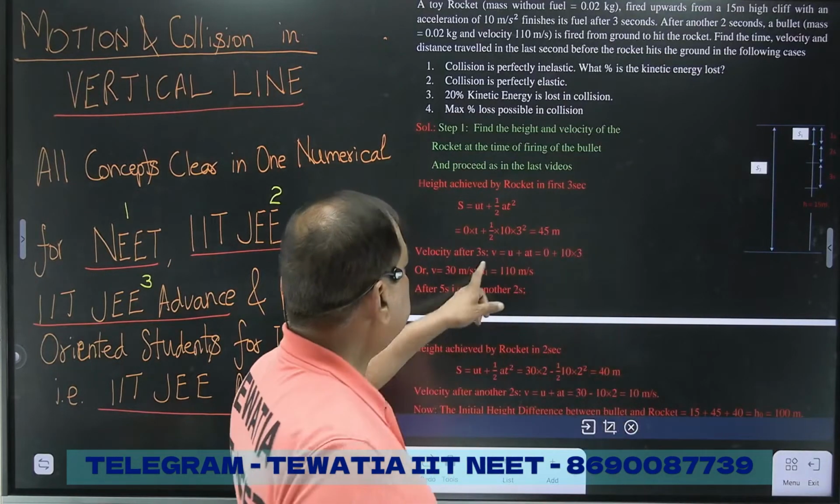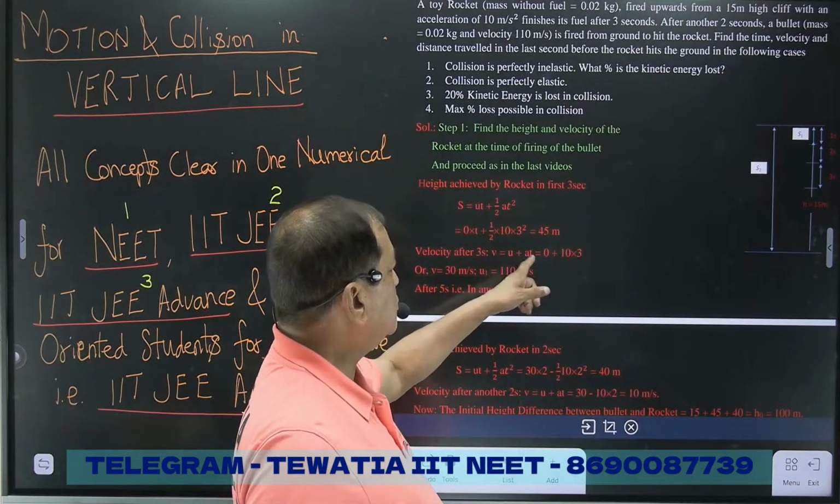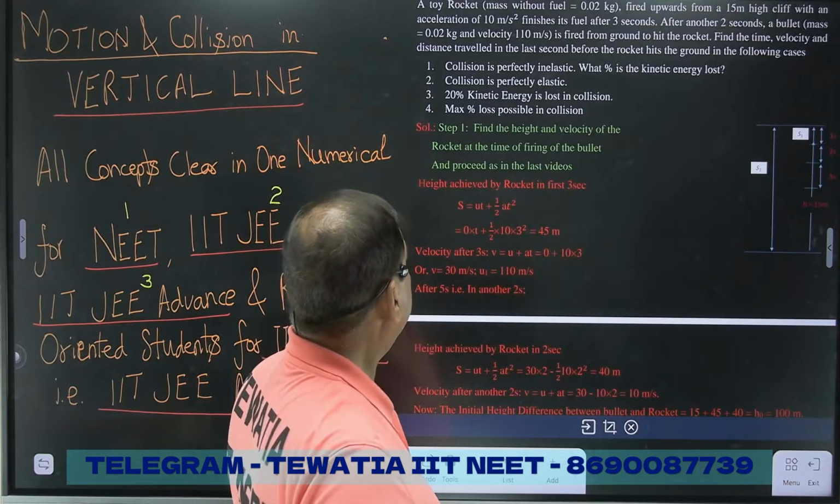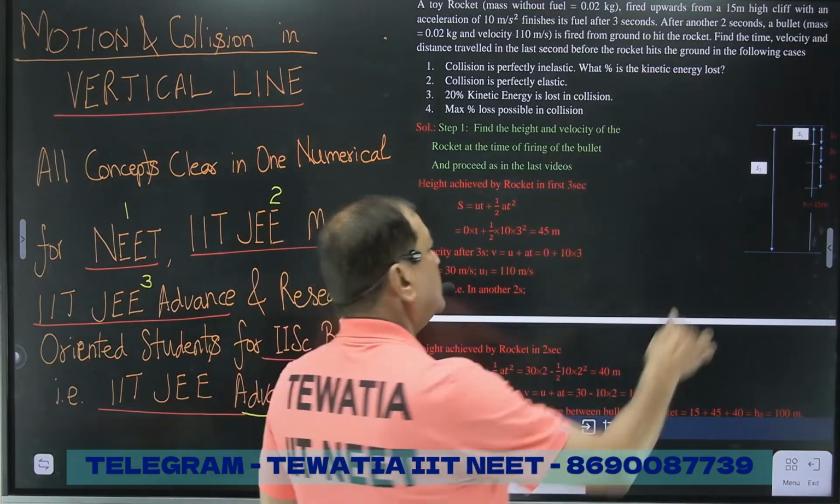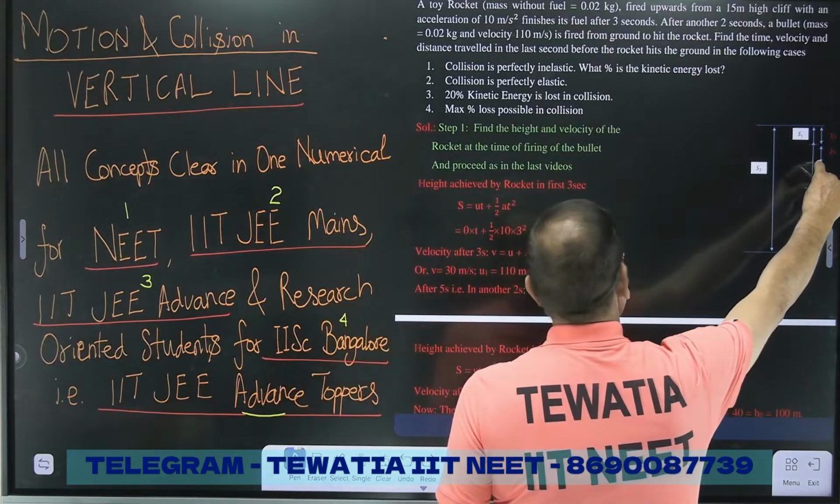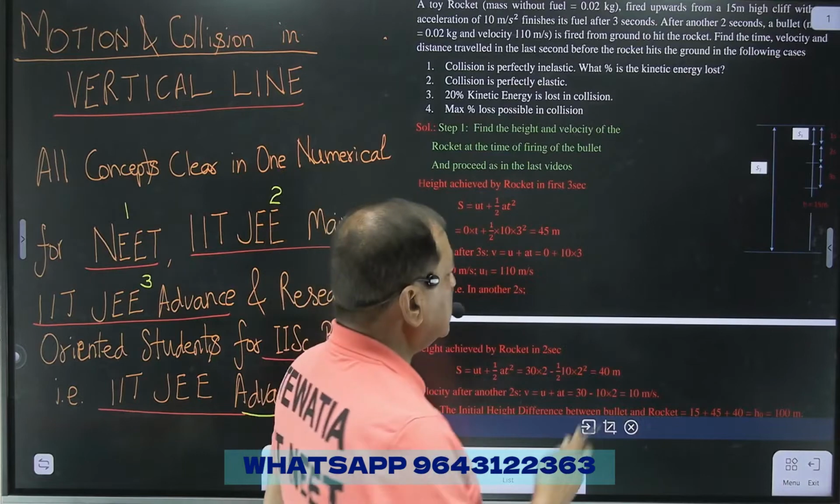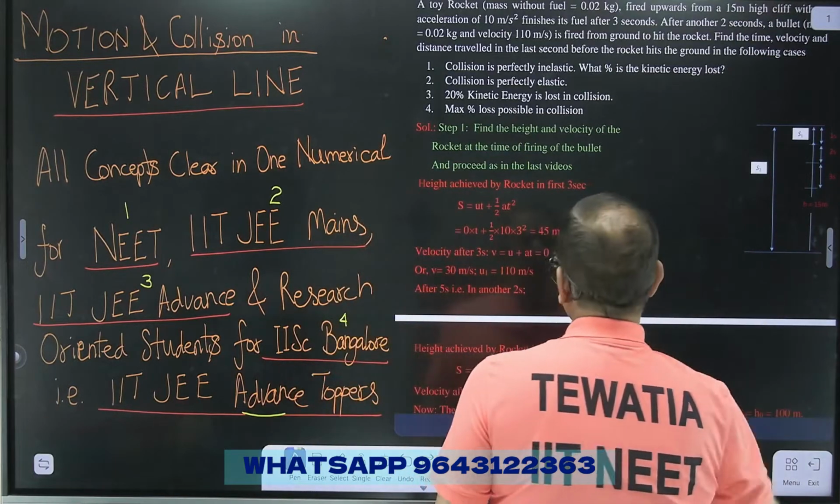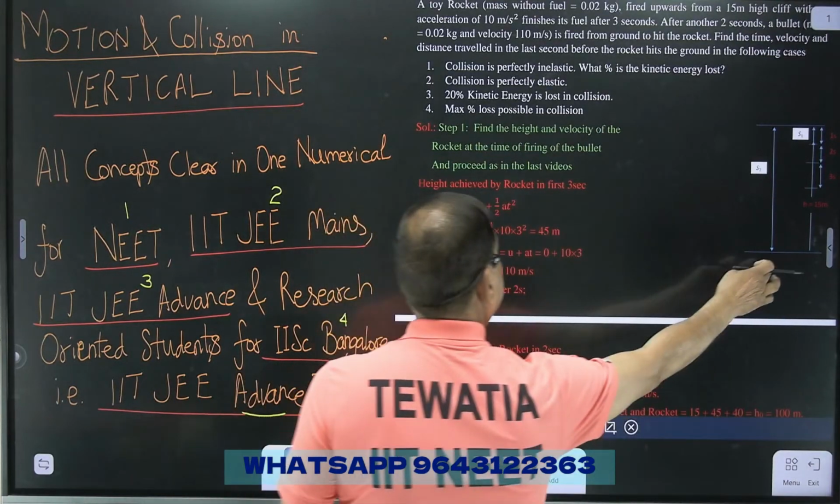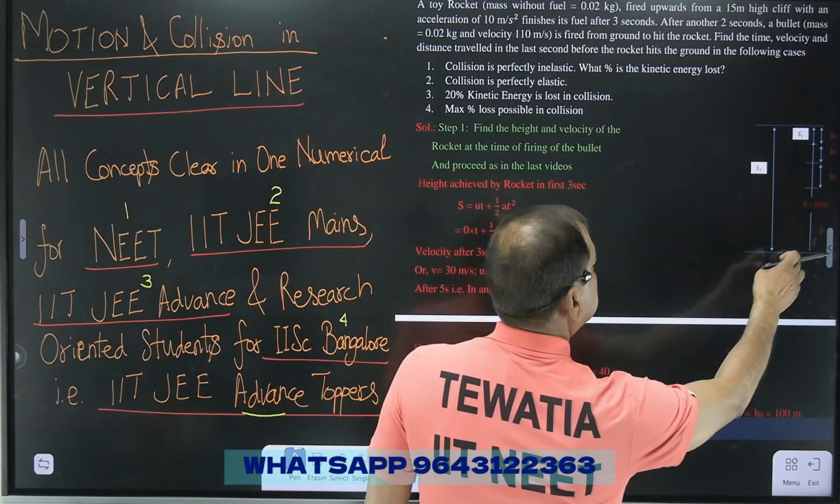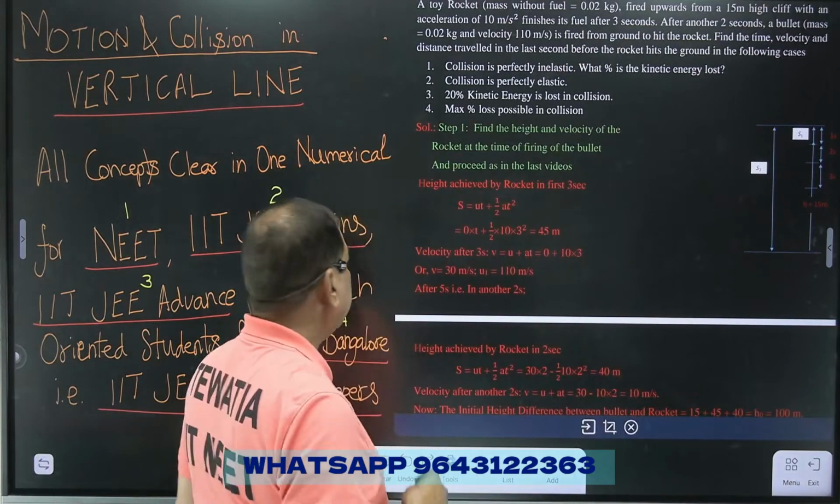Then the velocity after 3 seconds, v is equal to u plus at. So 0 plus 10 into 3. So that is 30 meter per second. Here the velocity is 30 meter per second. Distance is 45. And then u1 here is given as 110 meter per second. This u1 is the velocity of the bullet.